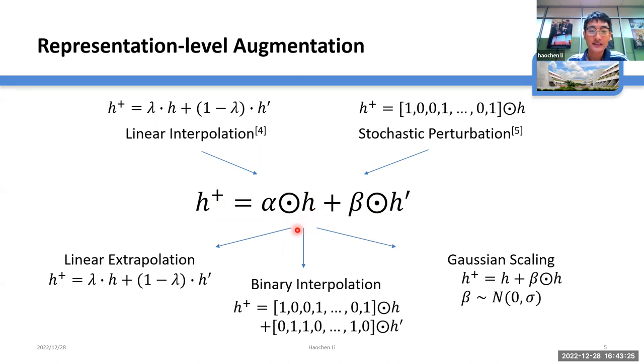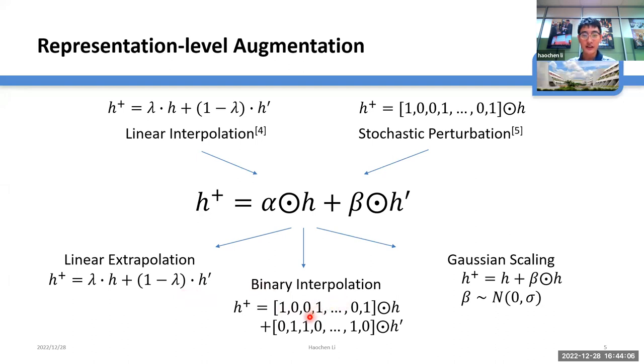Okay, so based on this general format, we further propose three novel representation level augmentation methods. They are linear extrapolation, binary interpolation, and Gaussian scaling. For linear extrapolation, we just extend the range of lambda. Recall that in linear interpolation, the lambda falls into the range from 0 to 1. And here we extend the range to some values that are greater than 1. And thus we could construct H plus that is out of the line of H and H prime.